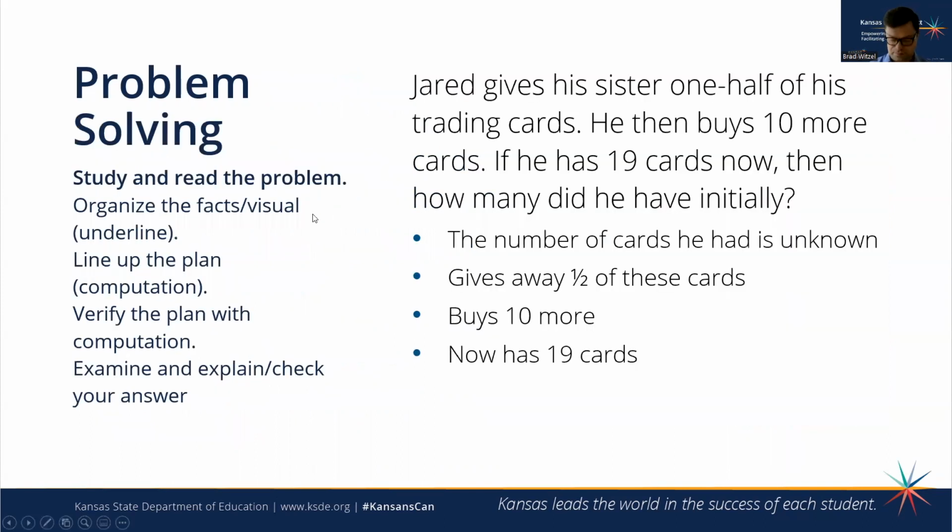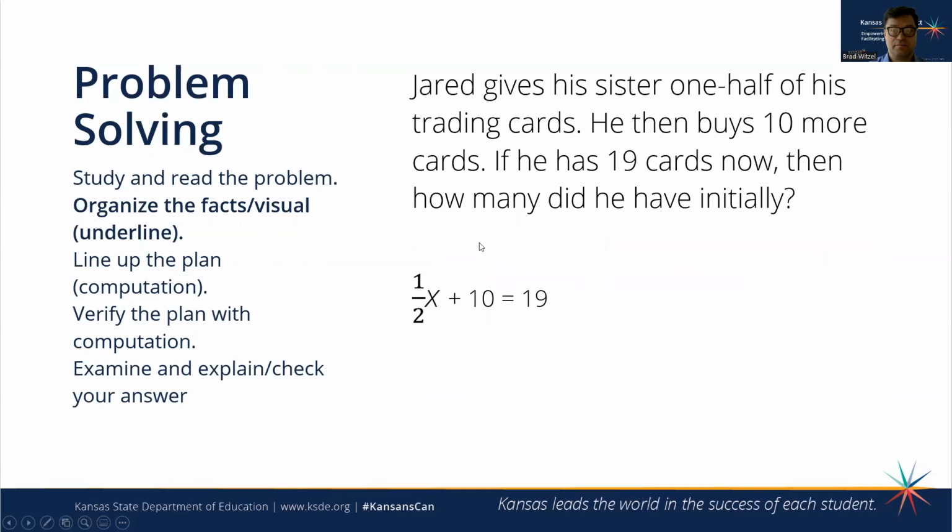So let's get through this. Through SOLVE, we need to study it first and paraphrase. What are we doing here? Well, we're determining the number of cards he had, which is unknown. Yes, the number of cards he originally had is unknown. He gave away half those original cards. He then bought more. I've got a sequence going on here, this, then this, and now he has 19 cards. Okay, so we've got a sequence and we've got our unknown.